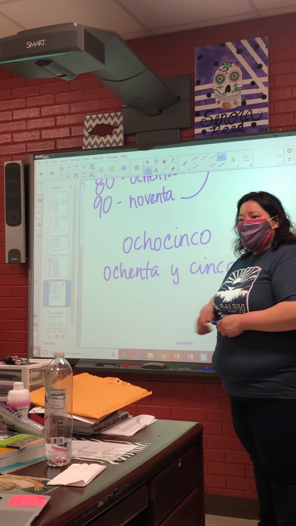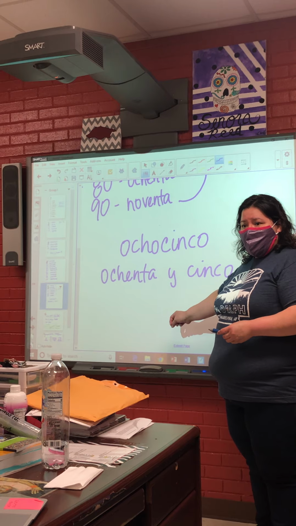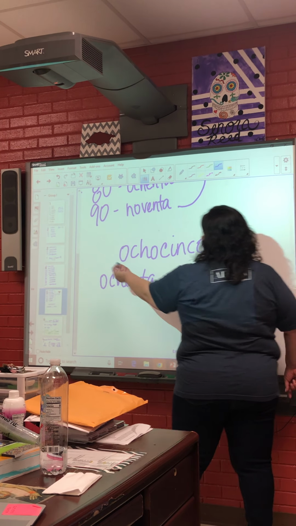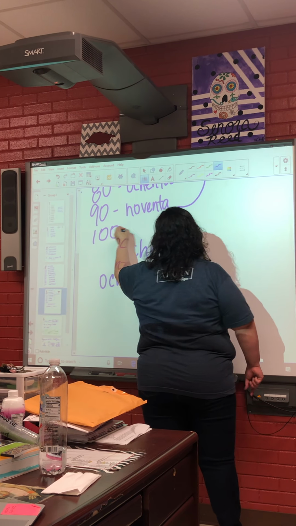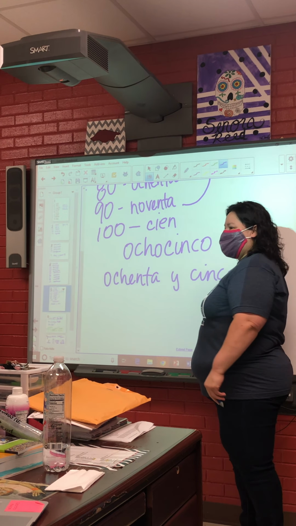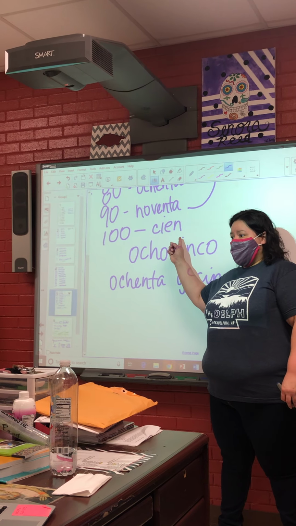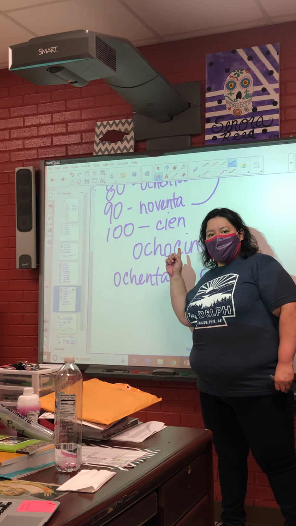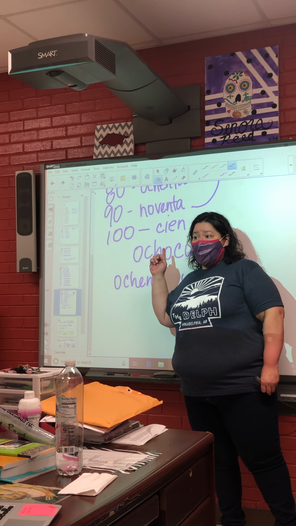So, does this help you with the numbers from 1 through 99? Now, the one for 100. Let me go ahead and give you 100. Let's say that. Cien. Hey, does that look like anything? Century. What is a century? A collection of how many years? 100. 100 years.